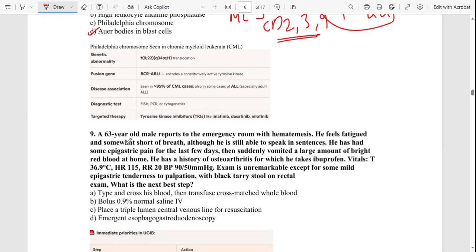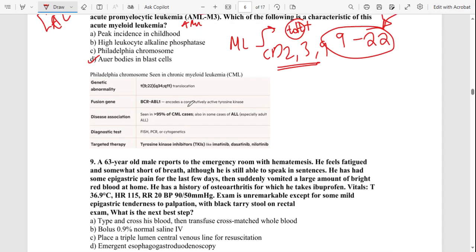So a 63-year-old. Okay. Peak incidence in childhood. Anyone to help on that one? Yeah. So for ALL, this is the one that is more common in childhood in comparison to AML. This one is more in children.